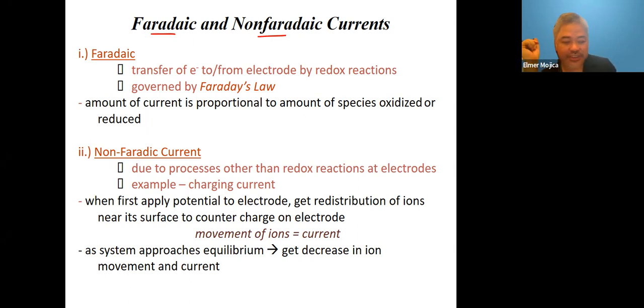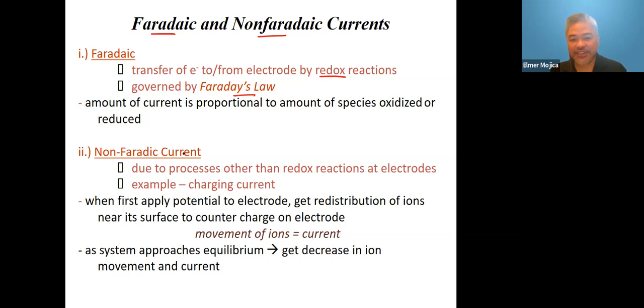So if we're going to look at this Faraday current, this is the transfer of electrons to or from the electrode by redox reaction. And since this is a redox reaction, involved dyan yung tinatawag dito. This is governed by the so-called Faraday's law. The amount of current is proportional to the amount of species that's oxidized or reduced. Diyan yung ginagamit natin yung Faraday constant, 96,500 coulombs per mole of electrons. Okay? So, yan yung Faraday current.